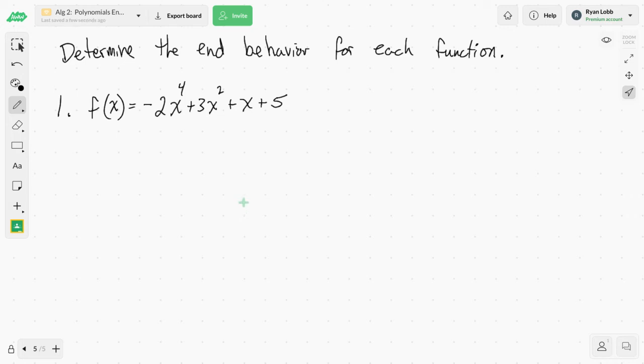So in order to do this, you're going to need two things. You're going to need the degree to start. What's the degree? And what is the leading coefficient? In particular, the degree is the highest power. We look up here, and we see the highest power is 4. In this context, what we want to know is that 4 is even. And then what about the leading coefficient? The leading coefficient right there is negative 2, and in particular, the negative 2 is negative.